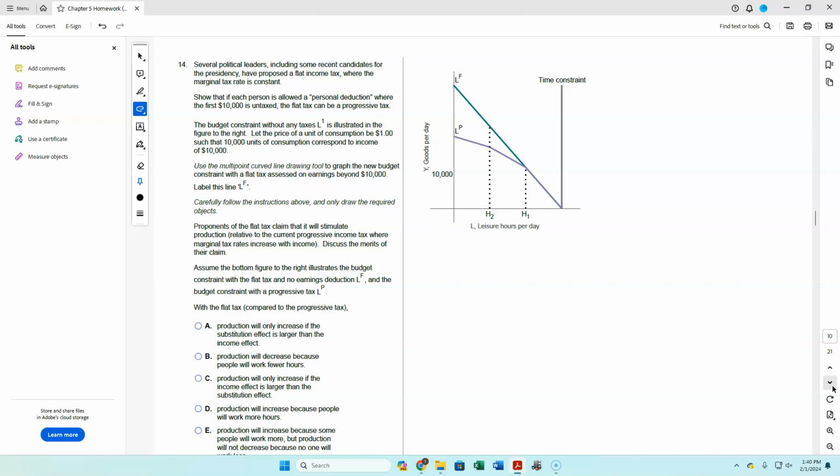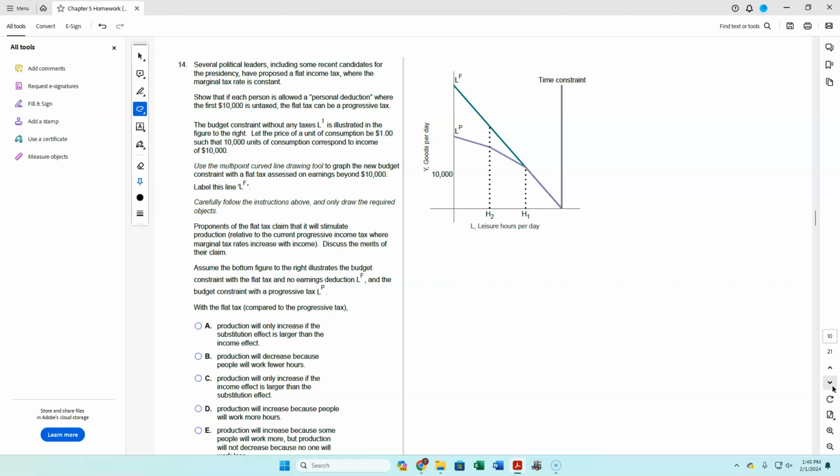Number 14. So in this case here, we have someone that's running for president and they want a flat income tax where the marginal tax rate is constant.